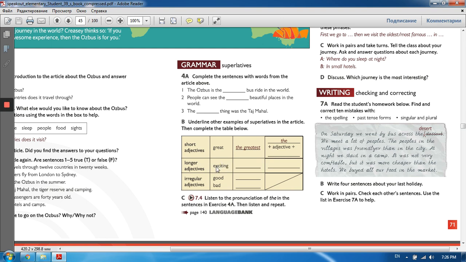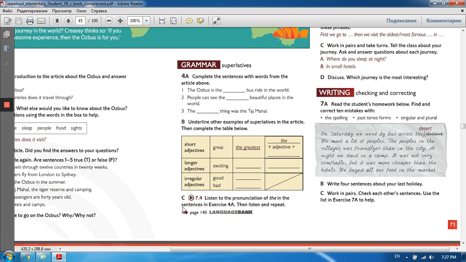Exciting here is a longer adjective. We add more in front of the adjective, more exciting. And the rule is more plus adjective. And also we have got irregular adjectives, good and bad. I'm sorry, most exciting. Here we must say most exciting. And the superlative degree of good is best, and the superlative degree of bad is worst.